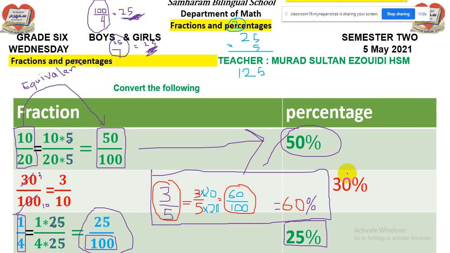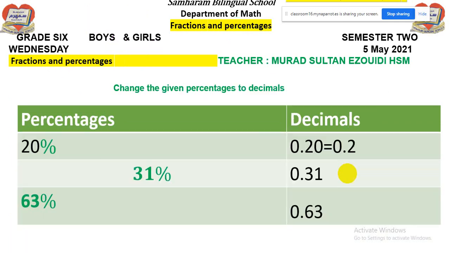Now at least you know how to convert or change a fraction to a percentage. Then you will see how we can change a percentage to decimals. Percentage to decimals. If you finish it, please, my learners, tell me to go to the next slide. I finished. Good girl. So there are only 13 minutes left. I should finish the third one.